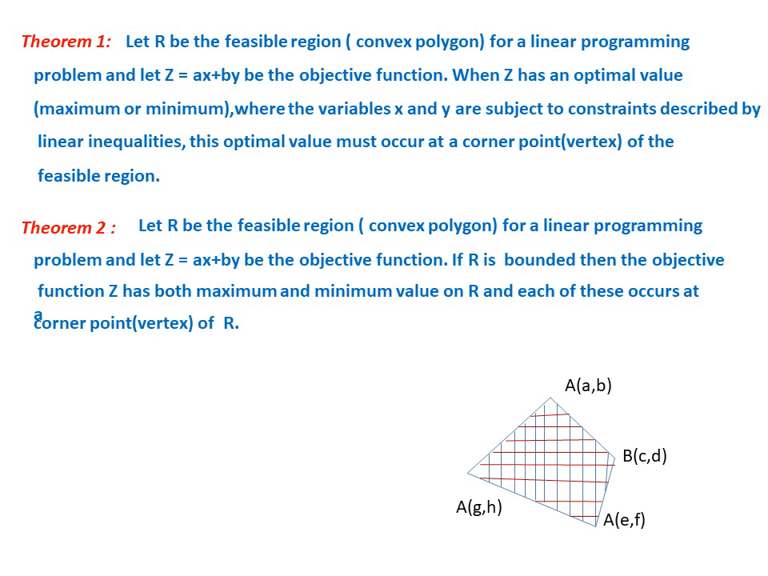So this is the second one. Both theorems are on the same topic. Let R be the feasible region, a convex polygon, for a linear programming problem, and let z equal to ax plus by be the objective function. If R is bounded, then the objective function z has both a maximum and a minimum value on R, and each of these occurs at a corner point. This is very important. Because of this theorem, we are able to find what is the maximum or what is the minimum.